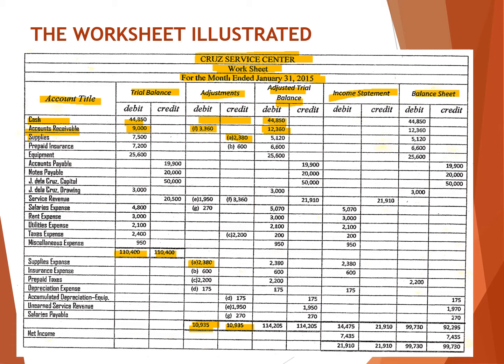The other one, supplies. As you can see here, nasa debit siya, pero sa adjustments, nasa credit. So, anong gagawin? You need to subtract them. So, that is 7,500 minus 2,380. So, what is the rule? Kung saan mas mataas ang amount na column, dun natin siya i-extend. So, here, you can see that debit has a higher amount, which is 7,500, than the credit. So, yung difference nila in-extend sa debit column.